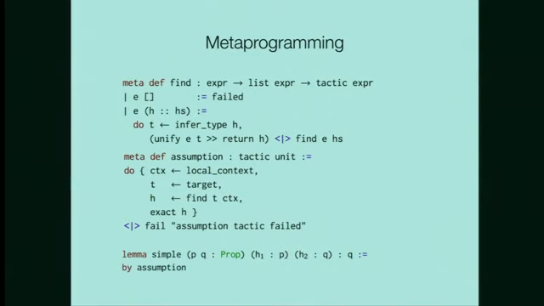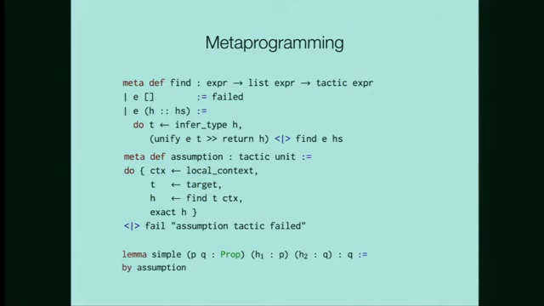What this find is doing is trying to look in the list for elements whose type unifies with the type of the first argument. That's what it's doing. Now that we know how to do this find, we can write an assumption tactic that we find in many proof assistants. What is this assumption tactic going to do? Here we're using do notation for actions.